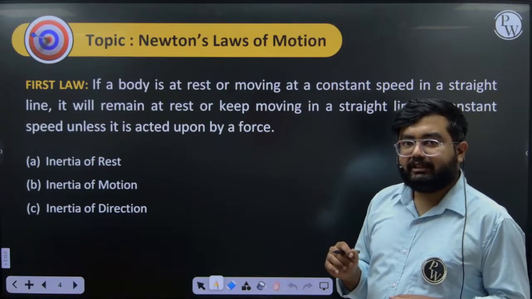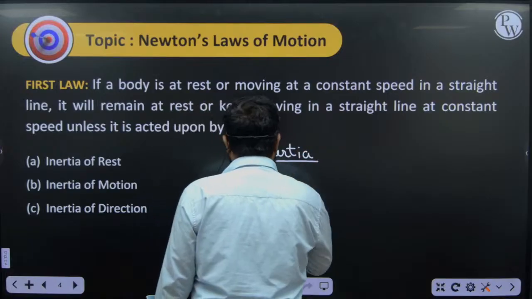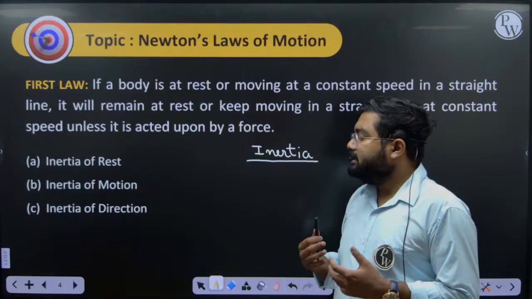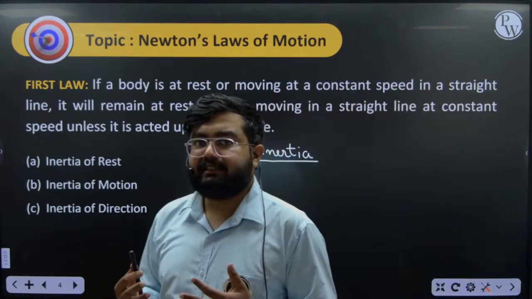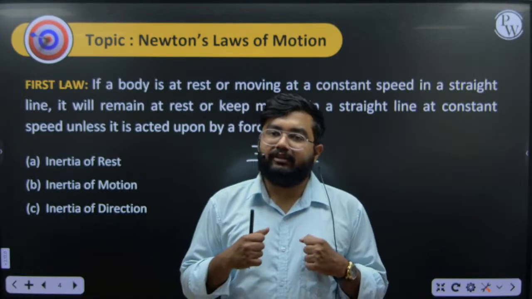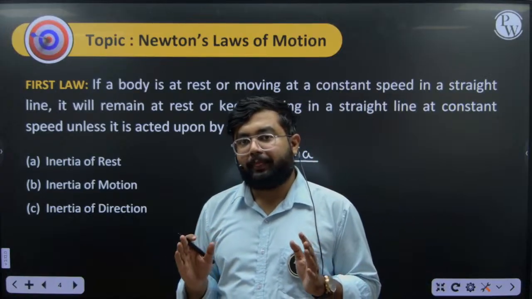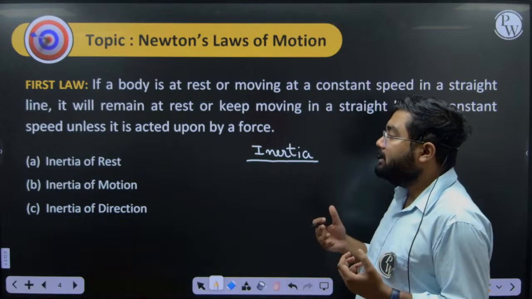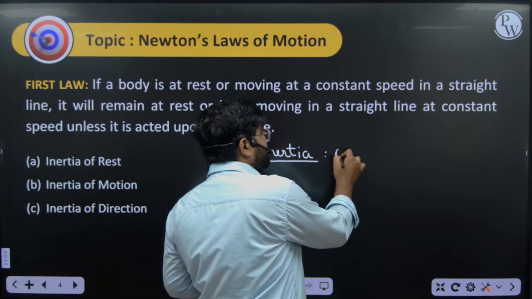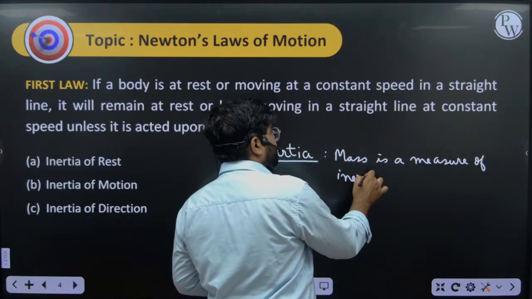Now the first law gives us the idea of something known as inertia. Inertia is the tendency of a body to resist any change in its state of rest or uniform motion. So every body has a tendency that if it is at rest, it wants to stay at rest. If it is moving with a constant velocity, it wants to keep moving with the same constant velocity. Okay, this property is known as inertia, and mass is a measure of inertia. More the mass of a body, more is its inertia. So mass is a measure of inertia.